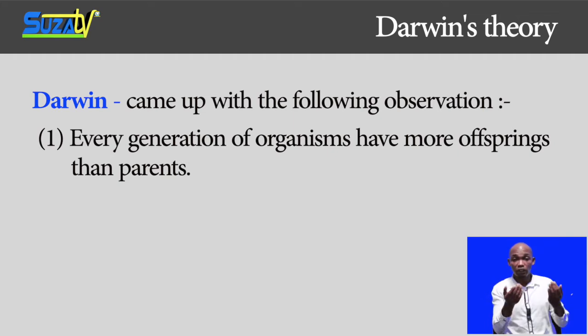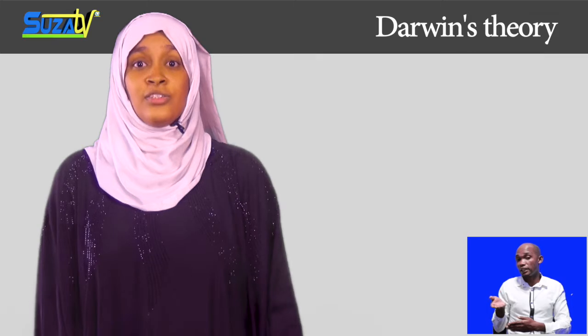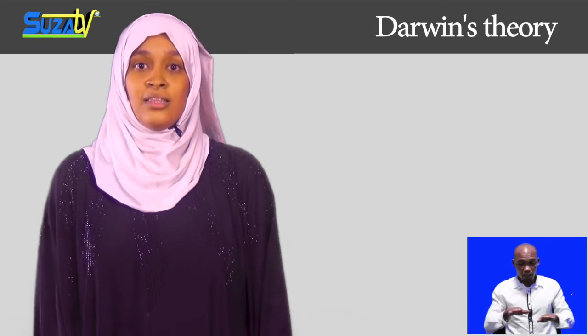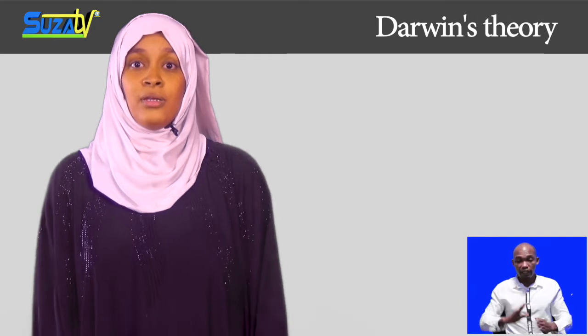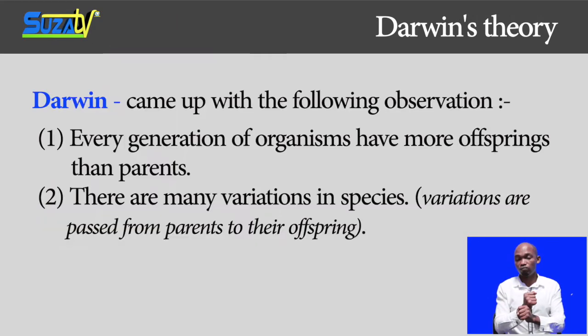First, every generation of organisms has more offspring than parents. However, the number of adult organisms remains generally stable from generation to generation. Therefore, there is a struggle for existence that causes many offspring to die before becoming adults. Second, there are many variations in a species. Variations are passed from parents to their offspring.